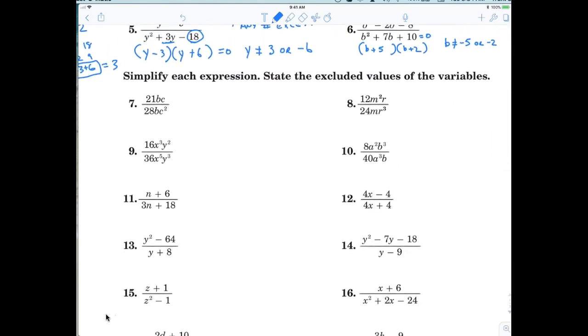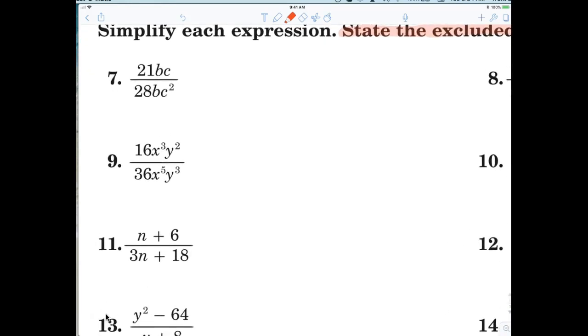Okay, now here we go. A little bit harder now. Now we're just reducing fractions. Now what I want to show you is that it does say state the excluded values. So that would actually be step number 1. What I want to show you right now is you should be able to say that b cannot equal 0 and c cannot equal 0. Everybody agree with that?